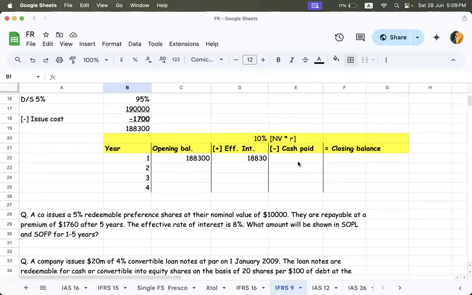So that is equal to 200,000 into 6 percent. And this is going to be a negative amount. The closing balance is this plus this minus that amount. And the last year's balance becomes the current year's opening balance. Just going to drag and drop again.